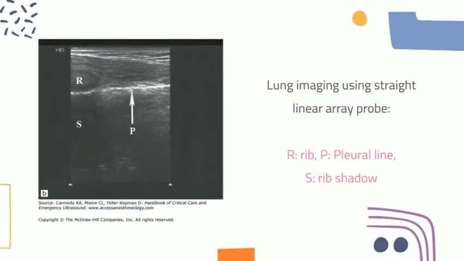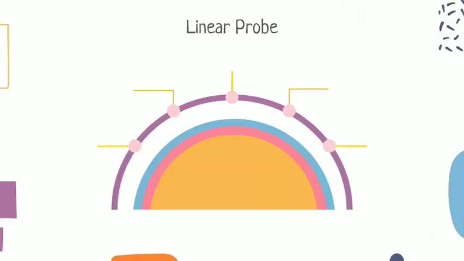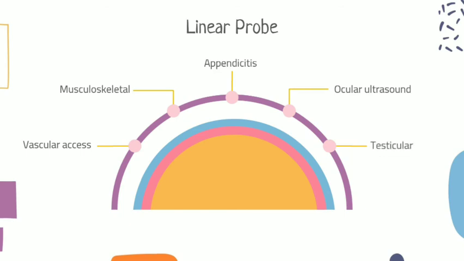This is an example of an ultrasound image for a linear array probe. This is lung imaging using a straight linear array probe. R refers to rib, P is for pleural line, and S is for rib shadow. Linear probes are usually used for imaging vascular access, musculoskeletal, appendicitis, ocular ultrasound, and lastly testicular.